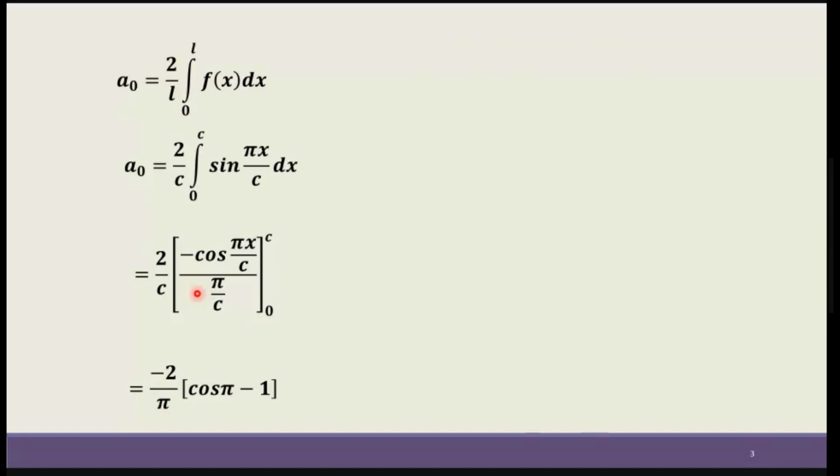So what remains is 2 by pi. This minus sign I have also taken outside, so what remains is cos pi C by C minus cos 0. Cos pi C by C will become cos pi, minus 1, and cos pi value is minus 1 because an odd multiple of pi has value minus 1. So it will be minus 1 times minus, which is equal to 4 by pi. Correct. So 4 by pi is the value of A0.